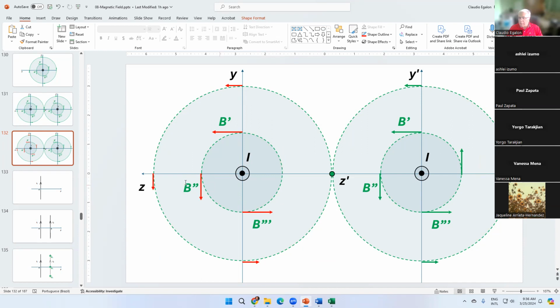This field, the field of this one is gonna contribute a B field, somewhat like that. Okay. Similarly, at this spot, the contribution of the B field on the left is going to be a little bit larger. So it's going to superimpose with this one. And then you can do the right hand rule here as well.